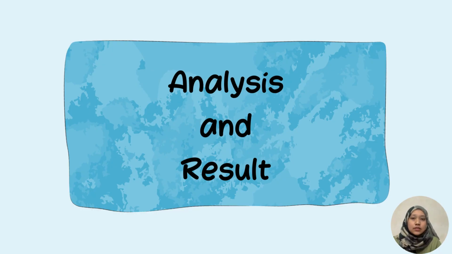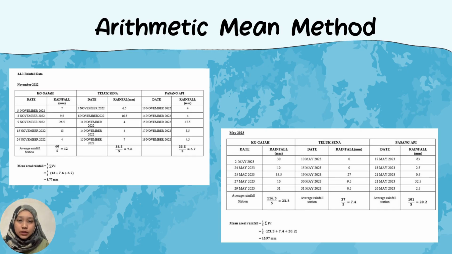Next is analysis and result. The first method to measure rainfall data is the arithmetic mean method. In November 2022, the average of Kampung Gajah is 12, Teluk Sena is 7.6 and Pasang Api is 6.7. So, the total mean area rainfall is 8.77 mm in November 2022.